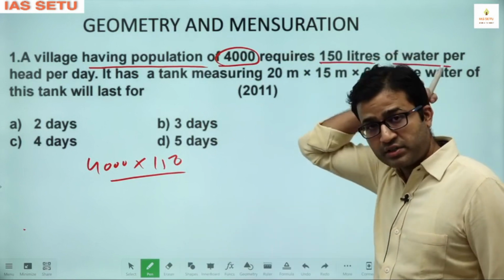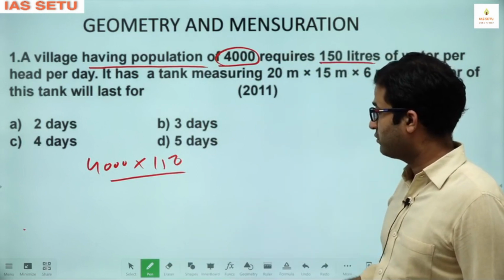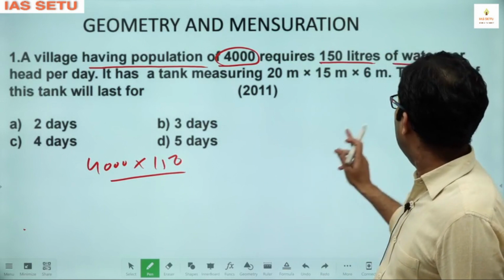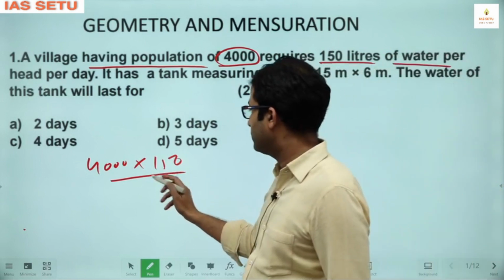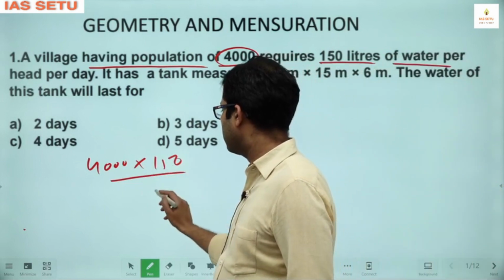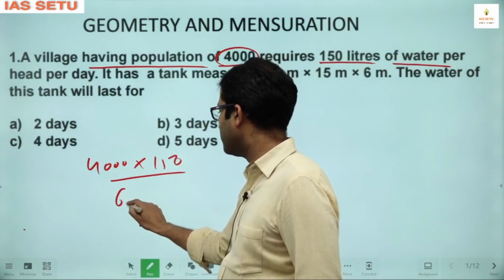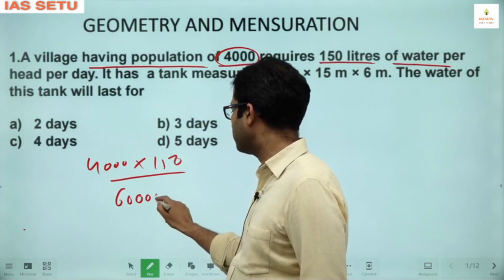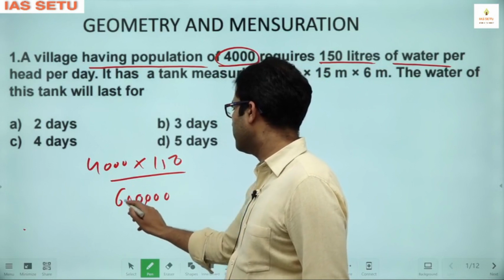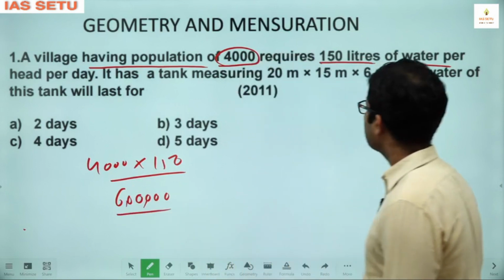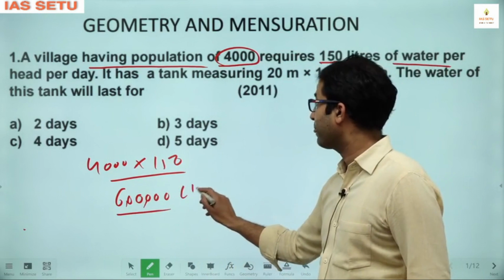You know that there is a necessity for bathing and washing per day, per head. So here 15 fours are 60, and there are four 0s: 0, 1, 2, 3, 4. So it means daily they need 6 lakh liters of water.